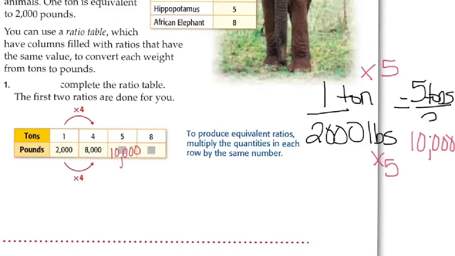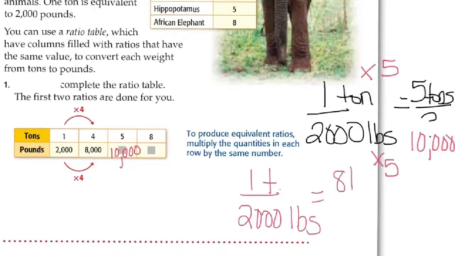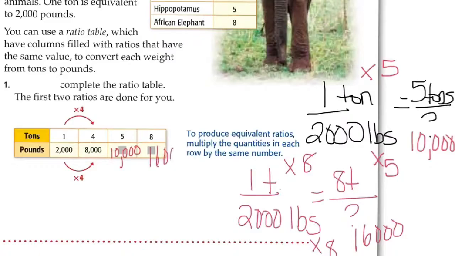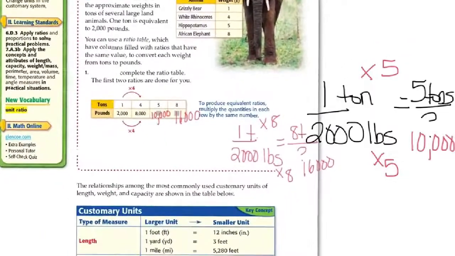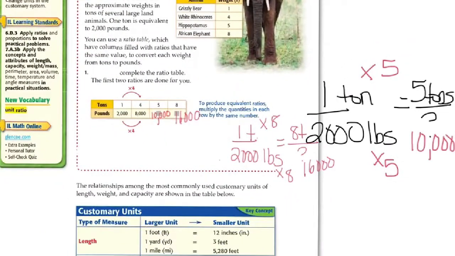What about 8? Let's go ahead and figure it out. If 1 ton equals 2,000 pounds, how much will 8 tons equal? All we have to do is multiply by 8. 2,000 times 8 is going to be 16,000. Okay, so this would be 16,000. Okay, that's as easy as this is. It's not hard at all, as long as you know your basic conversion, in this case, 1 ton to 2,000 pounds.